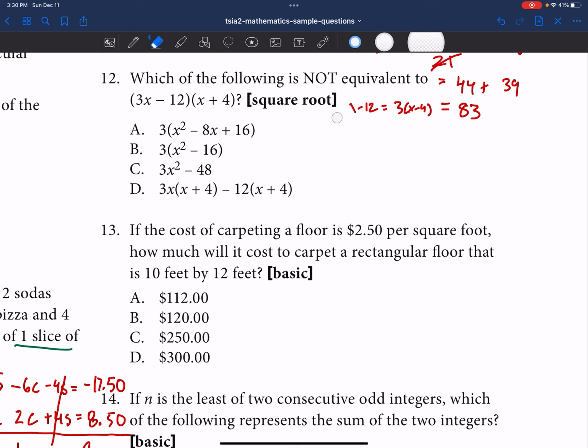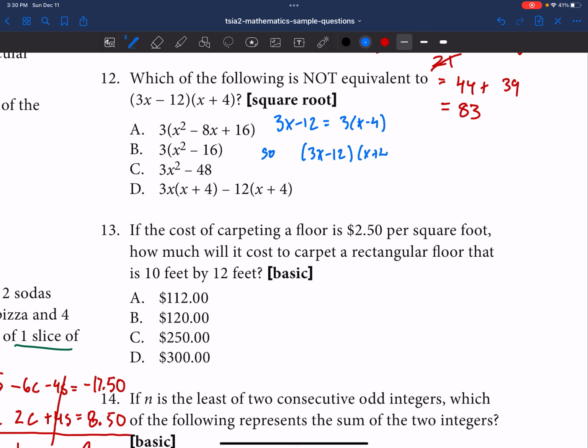I don't want the colors to conflict, so let's change colors. 3x minus 12 is equal to 3 times x minus 4. So 3x minus 12 times x plus 4 equals 3 times x minus 4 and x times x plus 4.